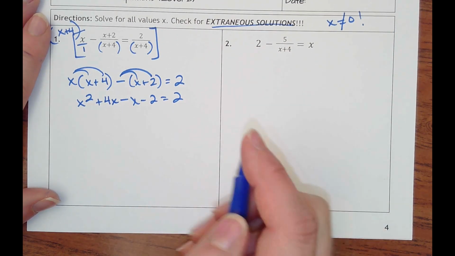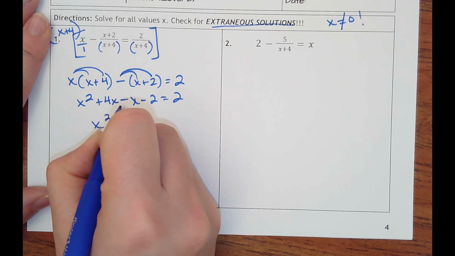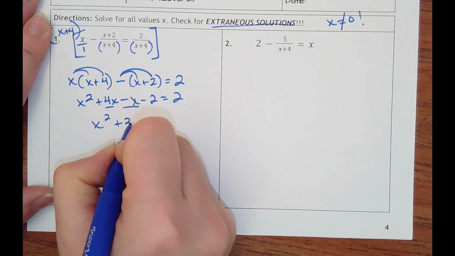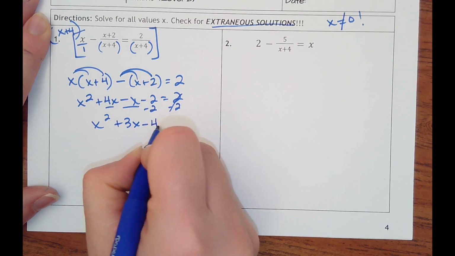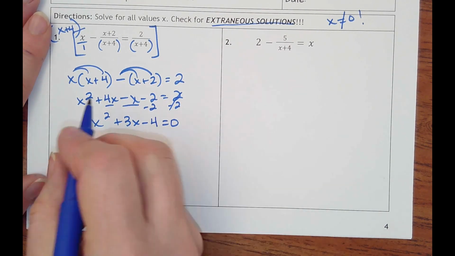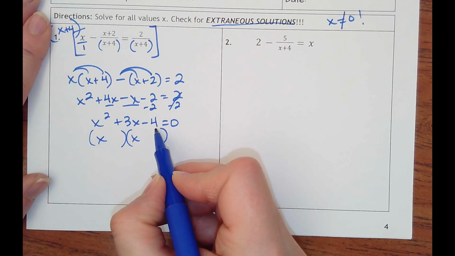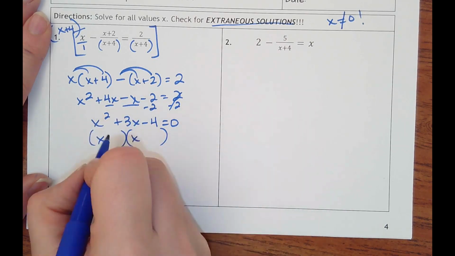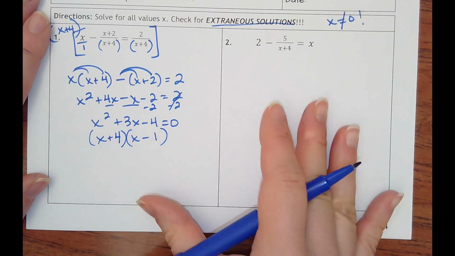I'm going to have to get this set equal to 0 and factor. 4x minus 1x is 3x. Subtract 2 and it's not 0, it is negative 4. Equal to 0. I have to have a positive times a negative. That would subtract to make 3. That would be more positive, so 4 is positive, and then minus 1.